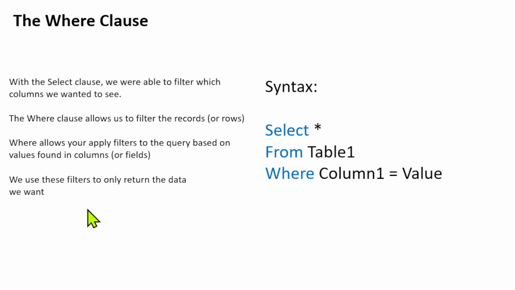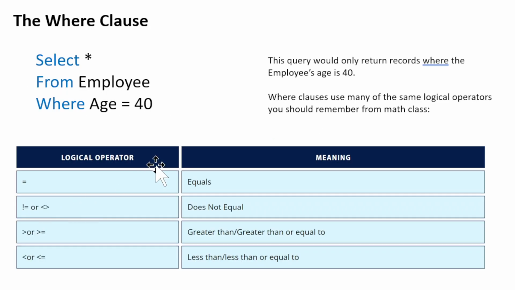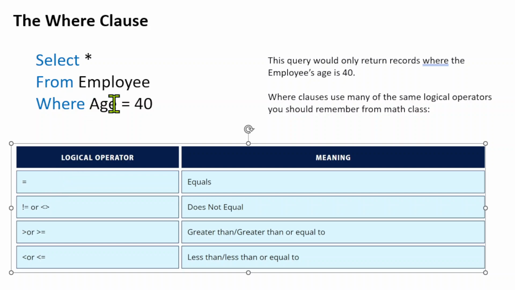So in this example here, we say select star from table 1 where column 1 equals whatever value we want. We have some basic logical operators like you would find in other languages. Equals is just a simple equal sign. We don't have to worry about the double equal you get in Python or Java. These two can both be used for does not equal: either bang and an equal sign, or the greater than and less than facing each other. Then greater than and greater than or equal to, and less than and less than or equal to.